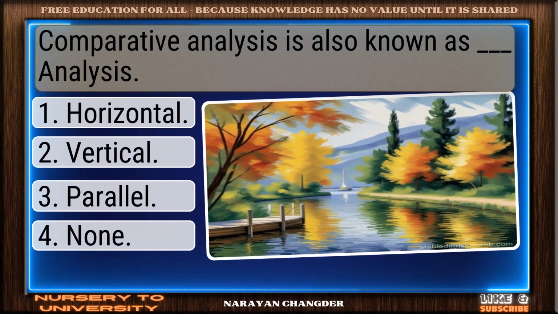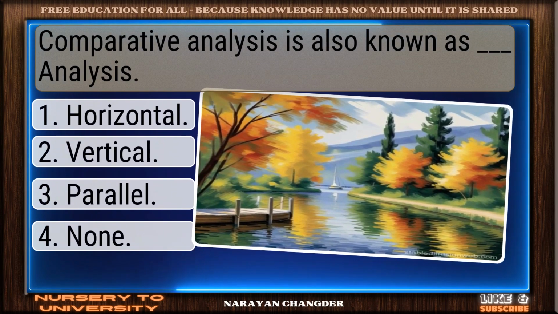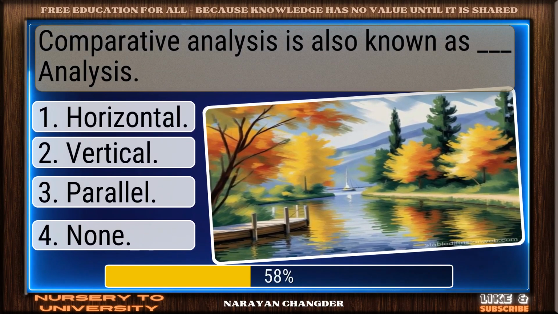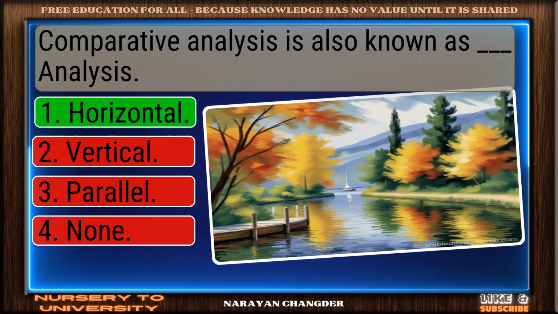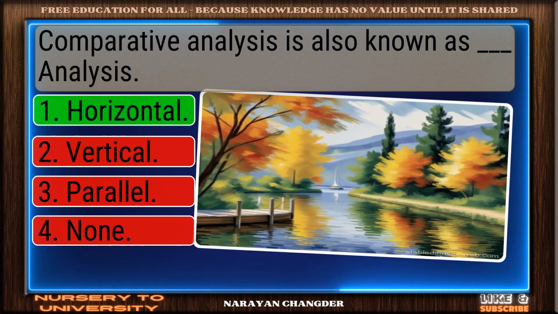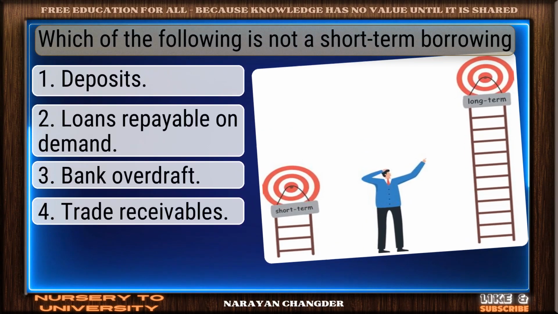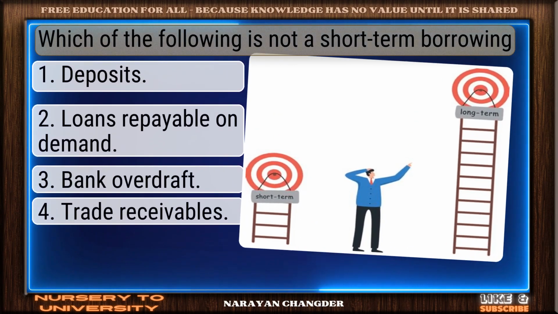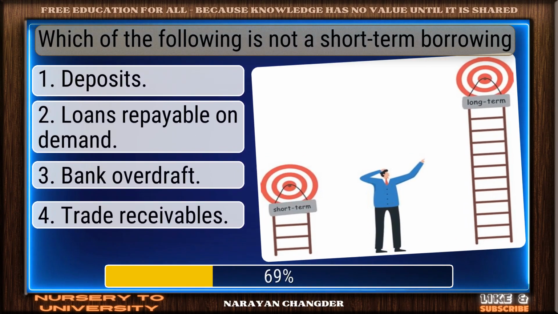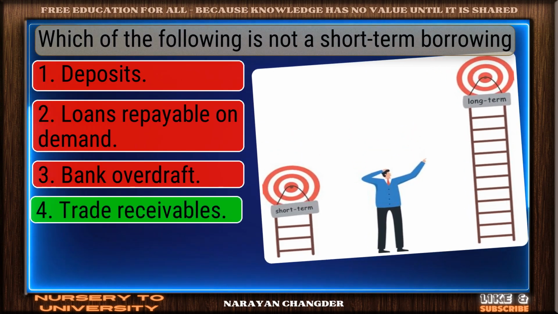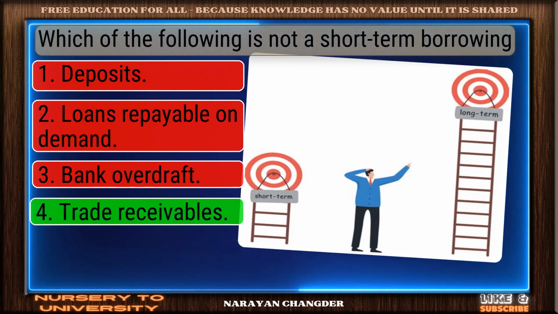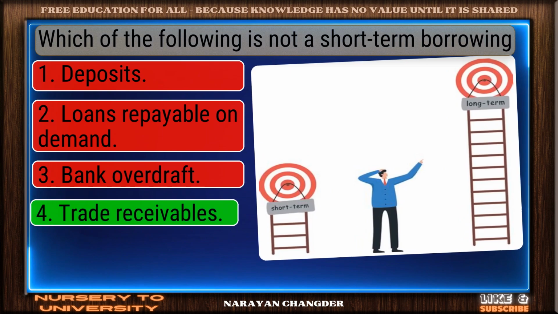Comparative analysis is also known as dash analysis. Right again. Horizontal is a valid answer. Which of the following is not a short-term borrowing? You chose trade receivables, and it is correct.